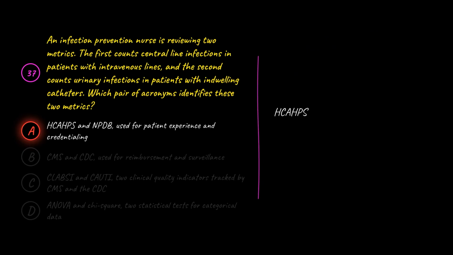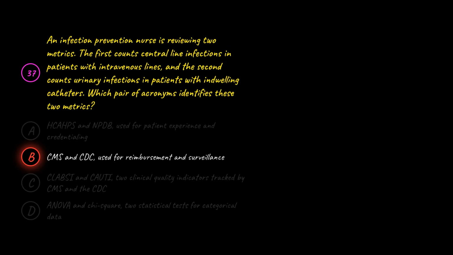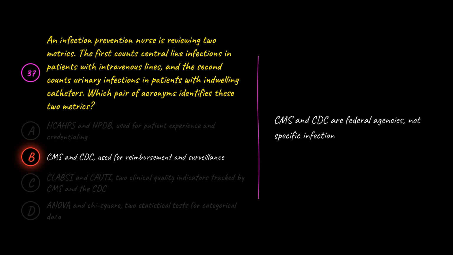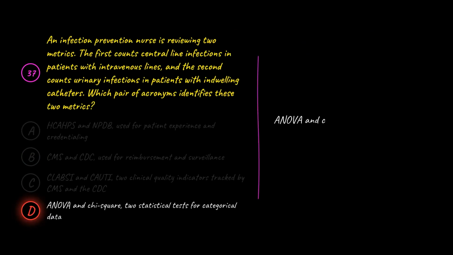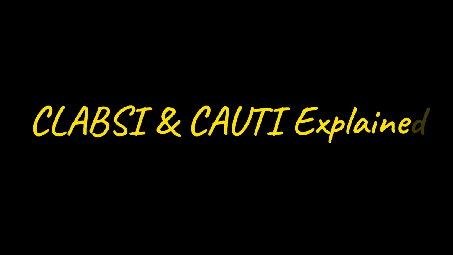A is wrong because HCAHPS measures patient experience and NPDB tracks practitioner discipline. Neither is an infection metric. B is wrong because CMS and CDC are federal agencies, not specific infection metrics. D is wrong because ANOVA and Chi-square are statistical tests, not infection rate metrics. 2 of the most important clinical quality indicators in hospital care are CLABSI and CAUTI, both device-associated infections that are largely preventable and closely tracked by federal agencies.